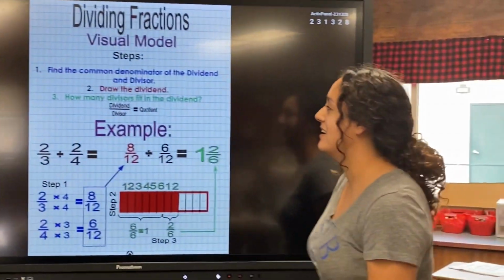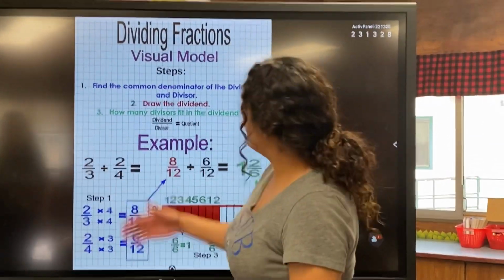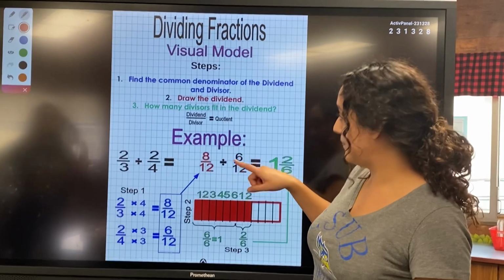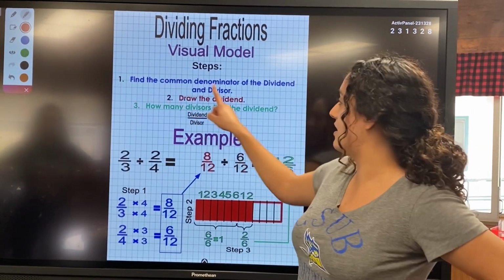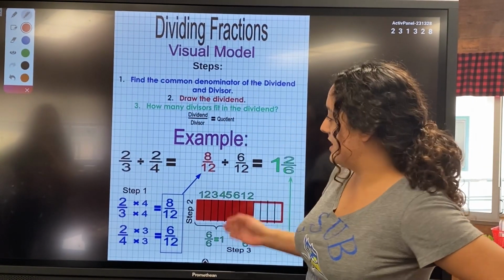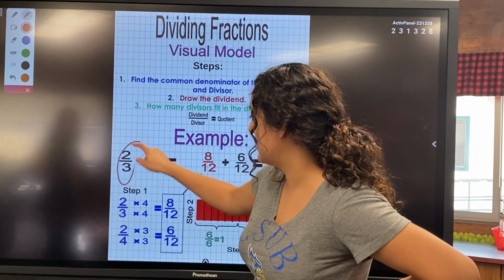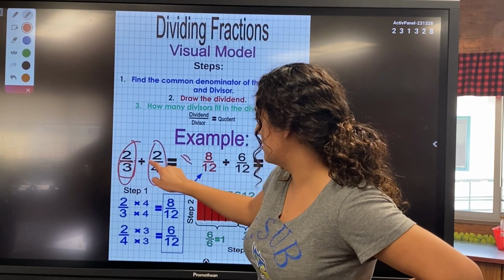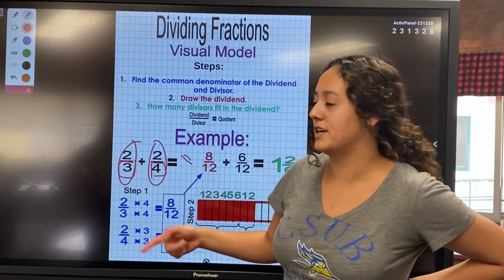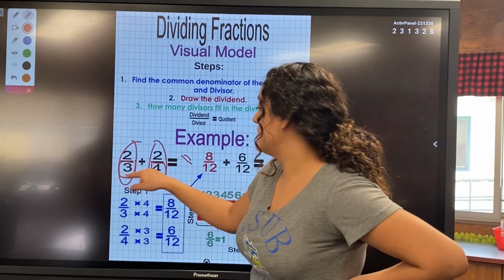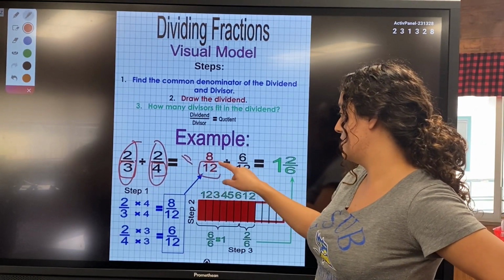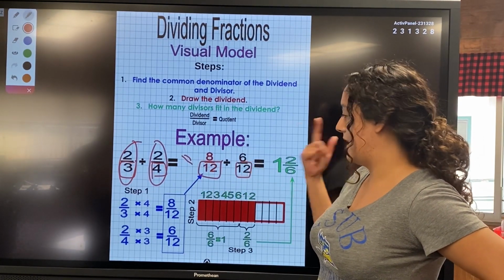Well said. All right, so when we look at our example, I'm going to keep fact checking myself over there. So first, we need to find the common denominator of the dividend and divisor. Here's my dividend, like she said, and divisor. So I need to change the denominators so that they can be the same, common denominators. So the common denominator of 3 and 4 could be 12. So we changed it into 12 by multiplying.